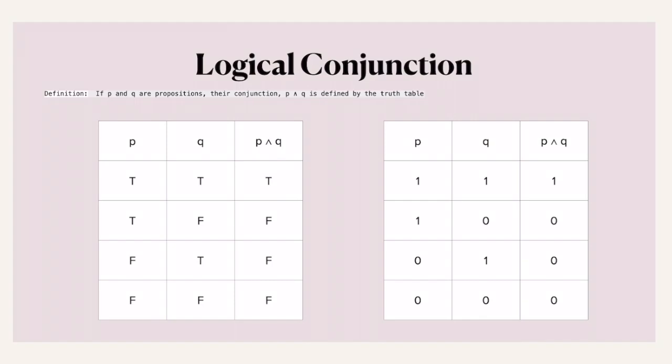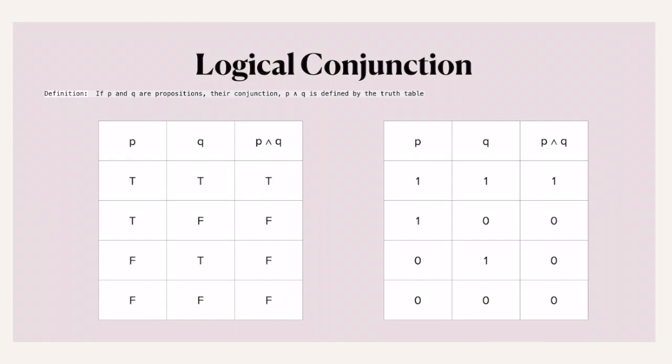So with disjunction, if the statement has at least one true, it'll always be true. But with conjunction, if there's a false, the statement will always be false. And on the left, as you can see, it is the binary format, which is 1 and 0, just like the previous slide that I showed you, 1 representing true and 0 representing false.